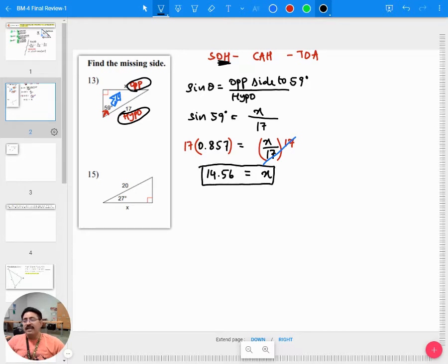Once you get the answer, you have to check: does it make sense or not? Whatever you computed, I got 14.56, that's the value of x. If I compare with this hypotenuse, it is a little less than that. That makes sense, yes. Suppose I get x equals 150 or 200 or something, which is not possible, right? Now let's go to the next question.